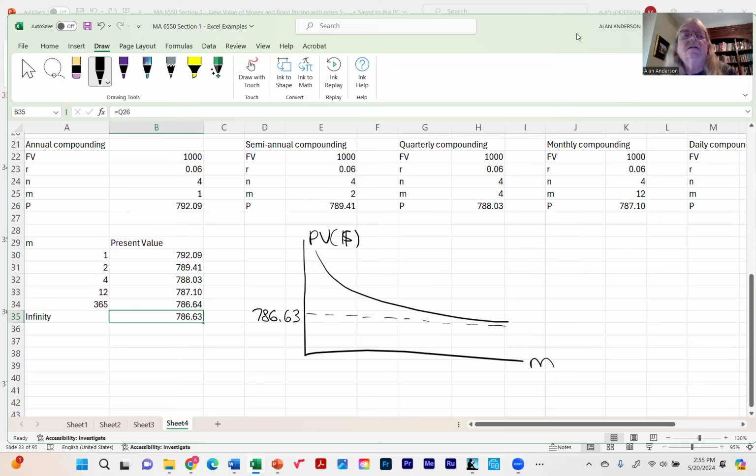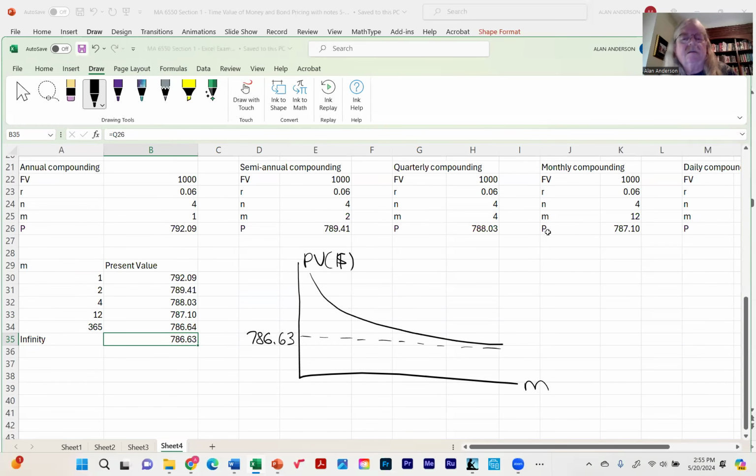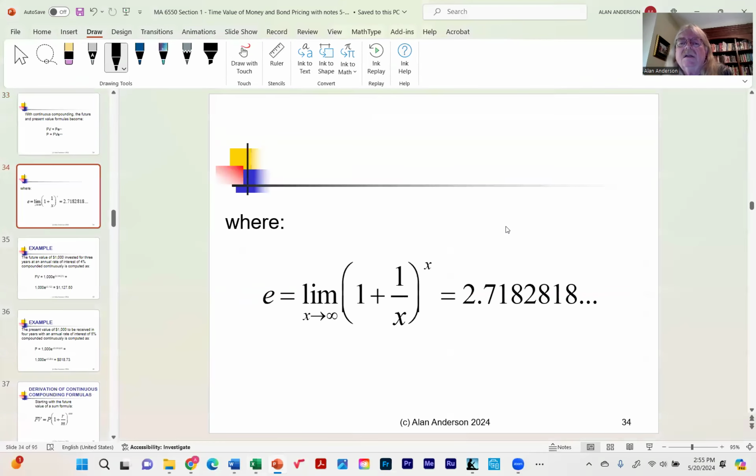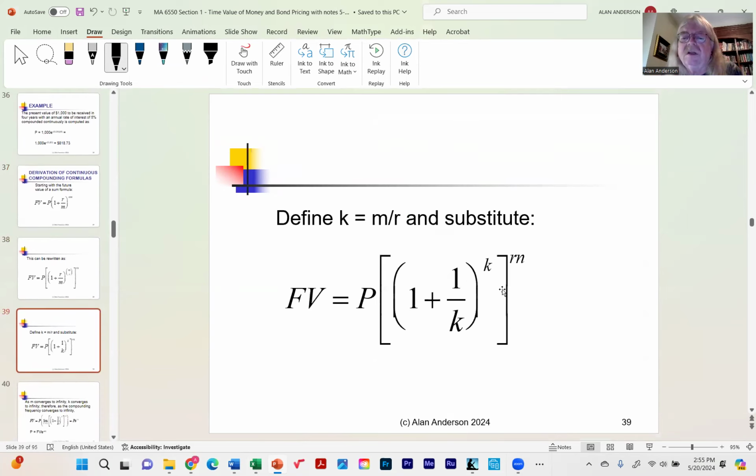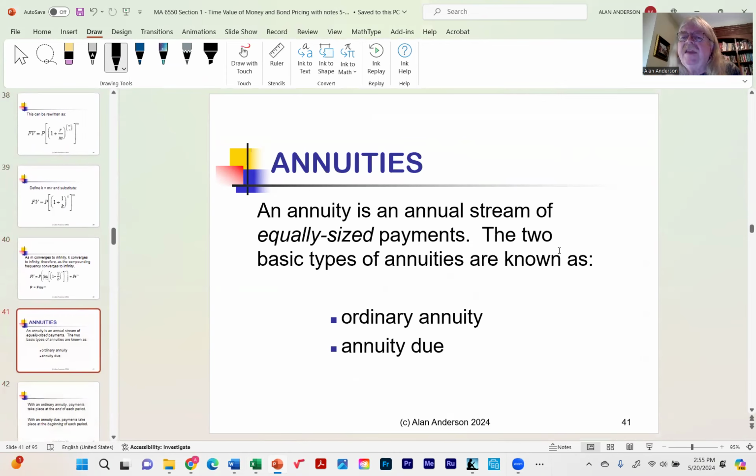So let's see. So there's a derivation. This is basically the logic behind why those continuously compounded formulas work. This won't take but a minute. And then we're going to look at annuities, where what's happening with an annuity is that instead of getting a lump sum of money paid or received at one point in the future, instead the amount is received every single year for X years.